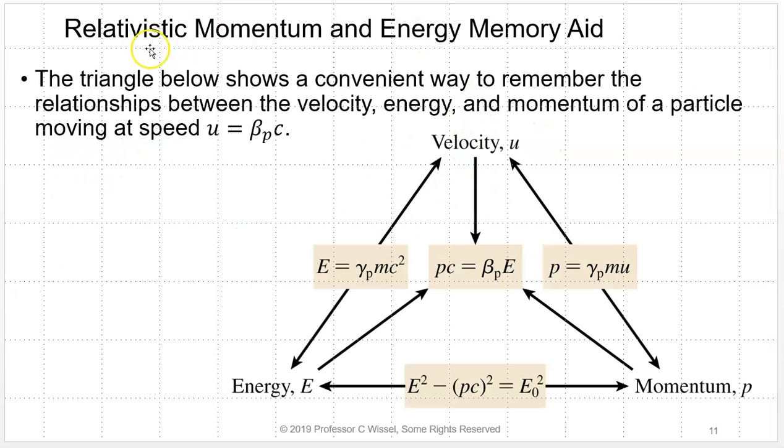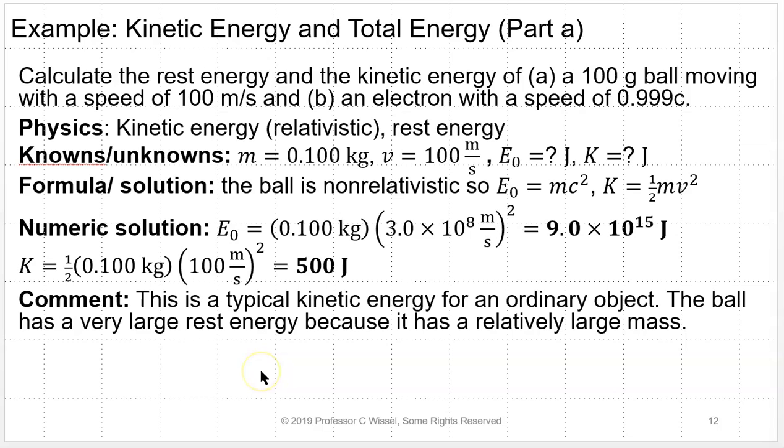Now, this is a triangle that shows the convenient way to remember the relationships between velocity, energy, and momentum of a particle. You don't have to memorize anything. You can copy this down. So we're going to calculate the rest energy and the kinetic energy of a 100-gram ball moving with a speed of 100 meters per second, and an electron with a speed of 0.999 c.